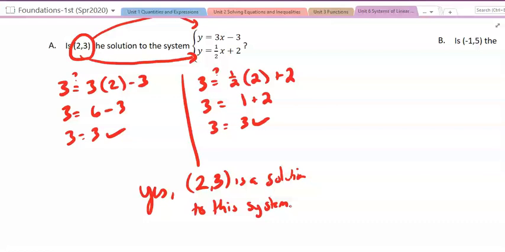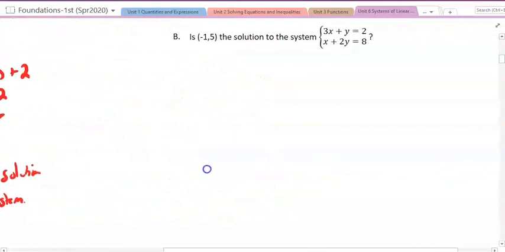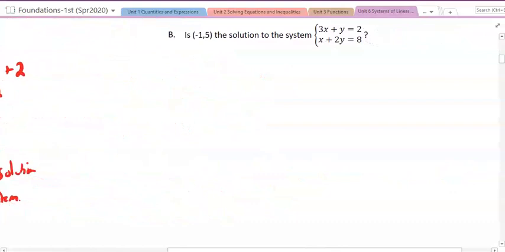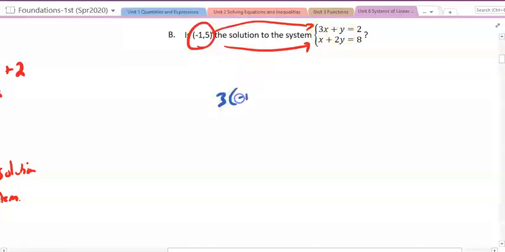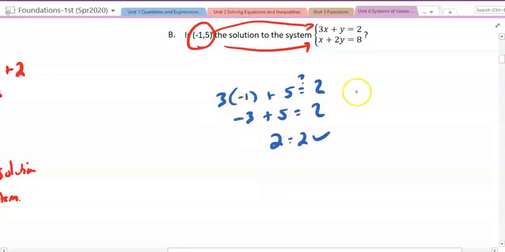Let's look at example B. Is (-1, 5) the solution to this system? 3x plus y is equal to 2, and x plus 2y is equal to 8. Let's check and find out. And we're going to do the same thing. We're going to plug this ordered pair into both equations. And so we're going to first do it for the top. And so I'm going to get 3 times the negative 1 plus 5. Is that equal to 2? Well, 3 times negative 1 is negative 3 plus the 5. And negative 3 plus 5 is 2, so that checks out.